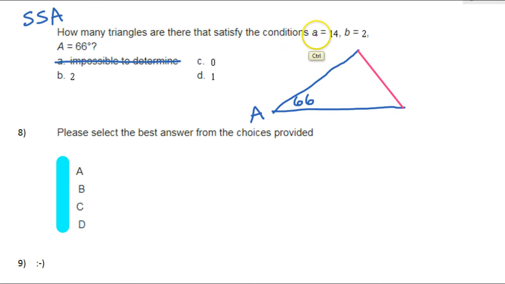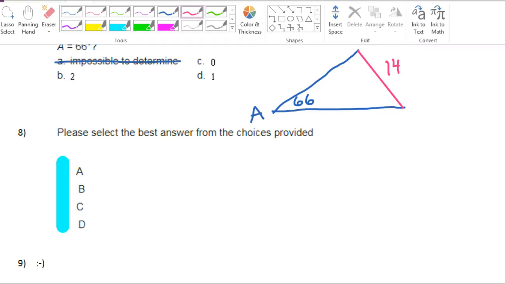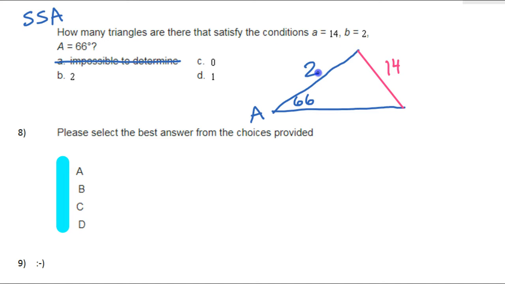So for right now, we know that that side is 14. They gave us one additional side, and that is 2. Always put that side on the left next to the angle. Now the question is, how many triangles can I make? In order to answer that question, the first thing you need to do is figure out the height of the triangle. See this green line that I'm drawing? This is the height of the triangle. We need to figure out what that is.